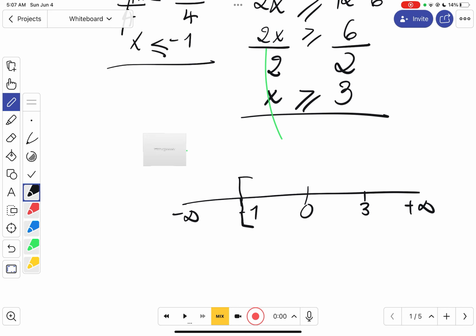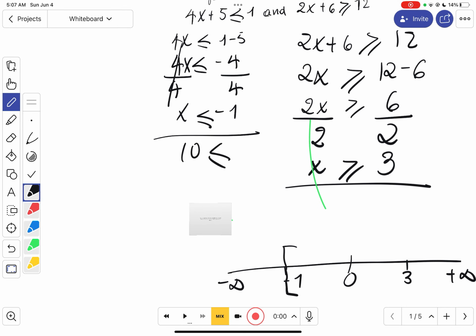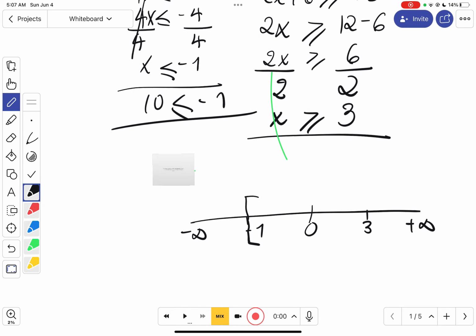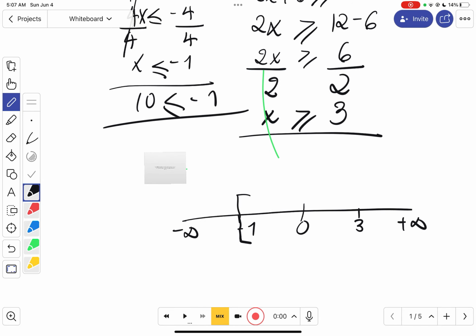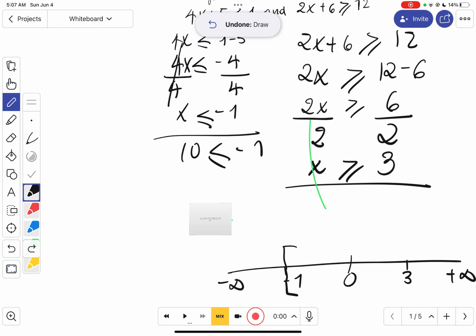Like 10. Will 10 verify it? No, 10 won't be able to verify it, because if you put 10 over there, it's not true, because 10 is not less than -1. That was a really big mistake that y'all need to stop doing. That's why I did it, so that y'all don't have to do it on the test.